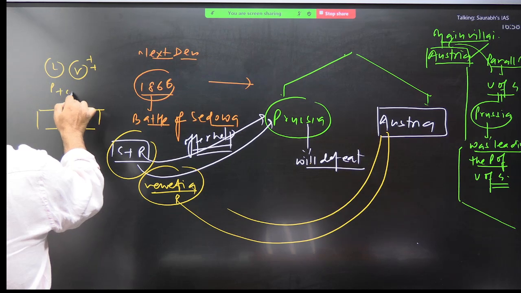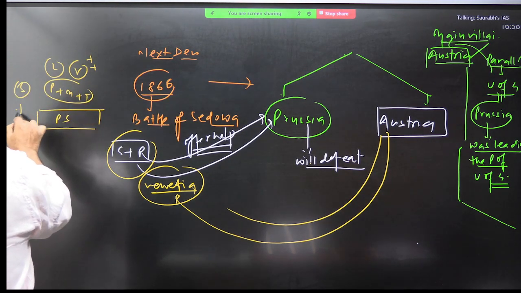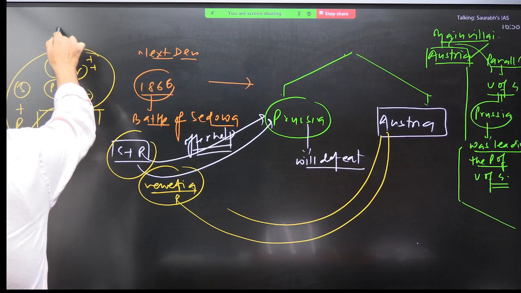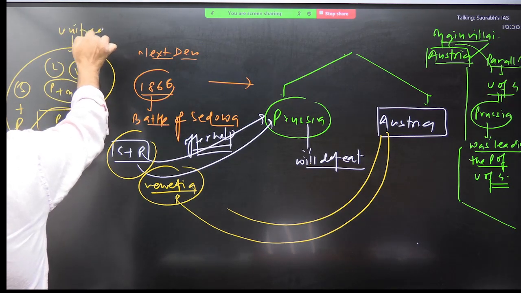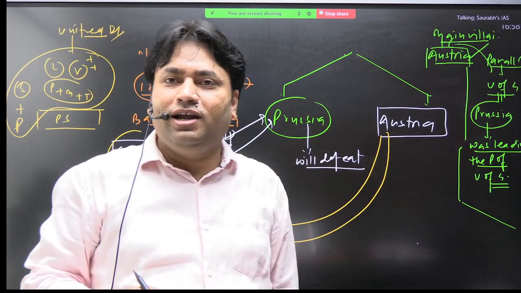Parma, Modena, Tuscany ये ऑलरेडी है इनके पास. There is Sardinia, there is Piedmont. अब इतना कुछ हो गया इनके पास. Now this is the Italy. ये नया यूनिफाइड इटली हो गया. बट इतने से काम नहीं चलेगा, दिल मांगे मोर, और टेरिटरीज चाहिए इटली को.